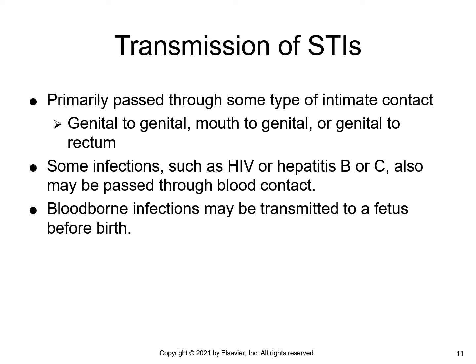Bloodborne infections may be transmitted to a fetus before birth. Newborns are at risk for contracting any STI that may reside in the vagina at the time of birth. Depending on the organism, the exposure can lead to a variety of serious problems for the infant, including pneumonia and blindness. In some states, screening for STIs, especially syphilis, is required for a marriage license.